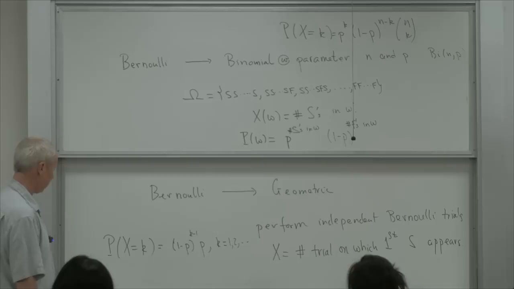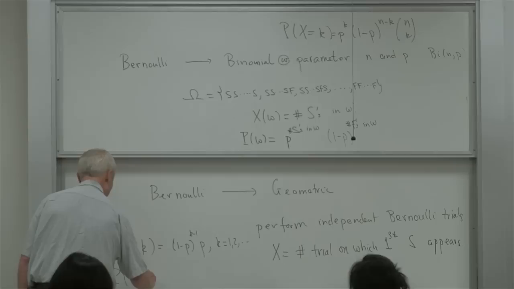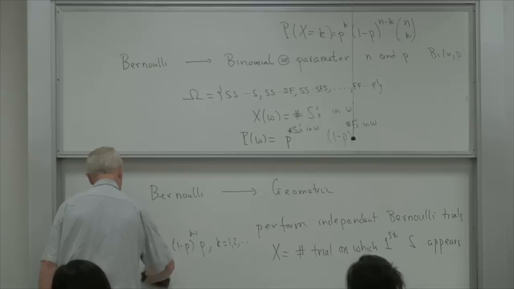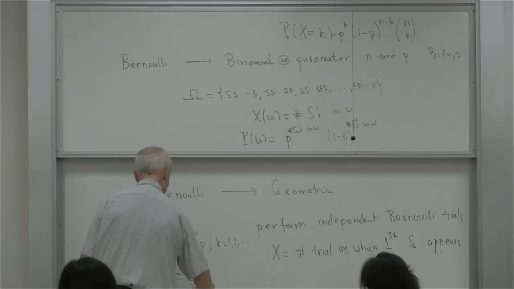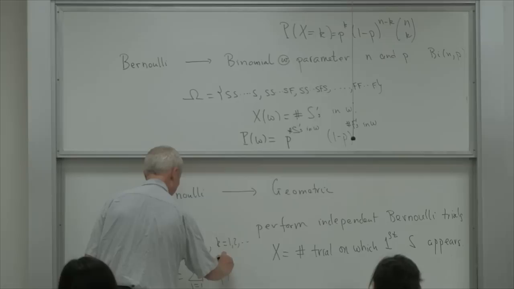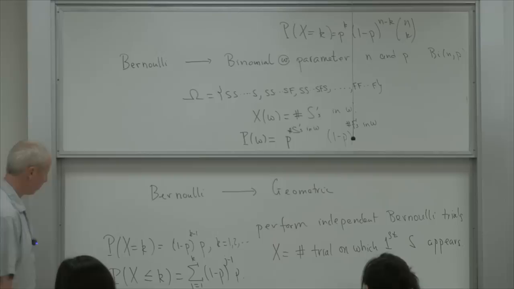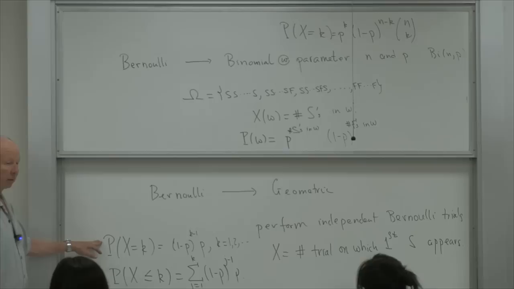The distribution function here, the probability that capital X is less than or equal to k, would be the sum from j equal 1 to k of 1 minus p to the j minus 1 times p. Okay, we get the distribution function from the probability mass function by adding.